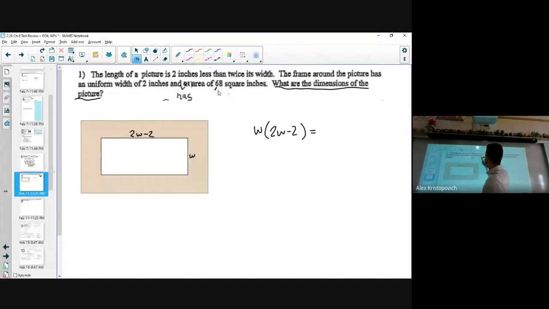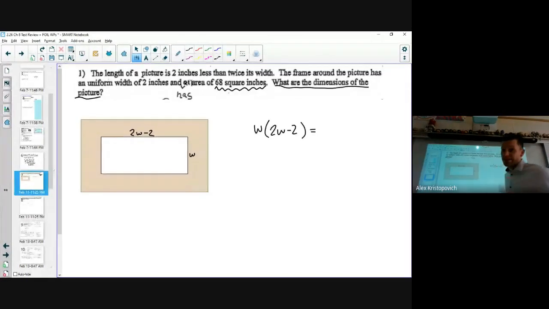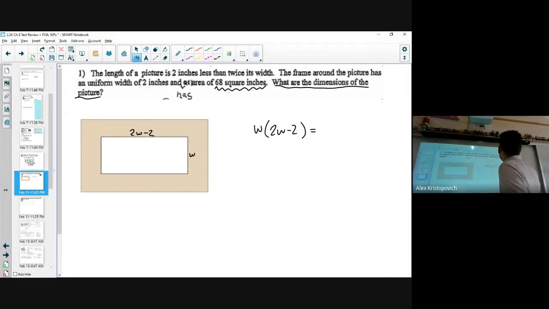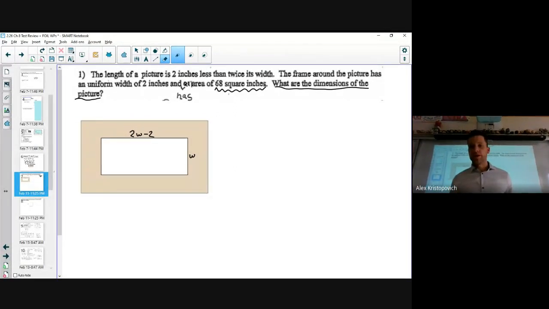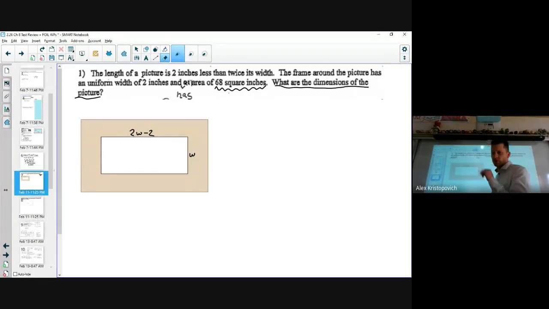We do have this 68, which is going to be key. But what is that? It says the frame around the picture has a uniform width of 2 inches and an area of 68. Oh, okay. The frame, this brown part, why I highlighted it in brown, has an area of 68. So we need to include the frame in the equation so we can use that number 68. So what we need to do is figure out the equation to find the area of a frame, or sometimes I like to call it the donut.